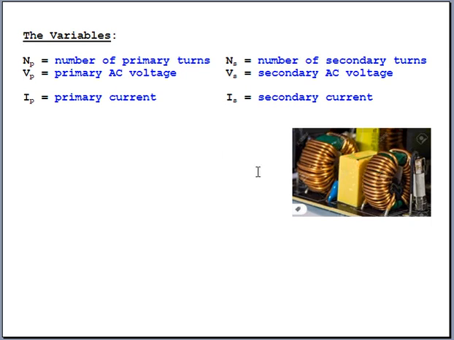V's are going to stand for the voltage on the way in or the way out. P for in, for primary, S for the way out, for the secondary, and I will be how much current is flowing in each of these coils. But remember, the coils are separate, so they can have different voltages on them, they can have different currents through them, and obviously they can have a different number of wraps of wire, a different number of N values to them.